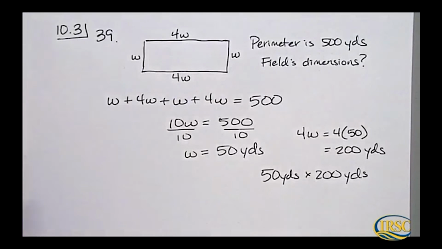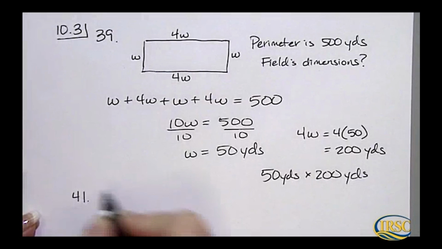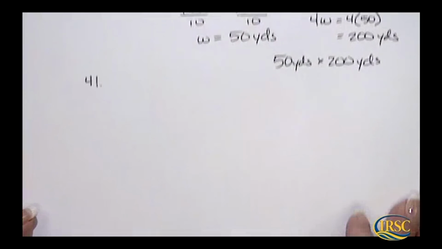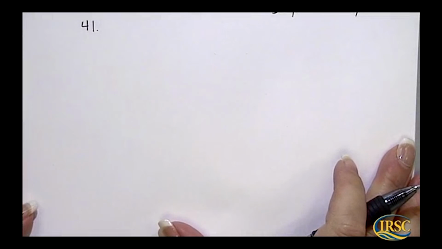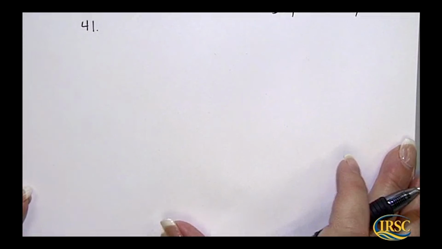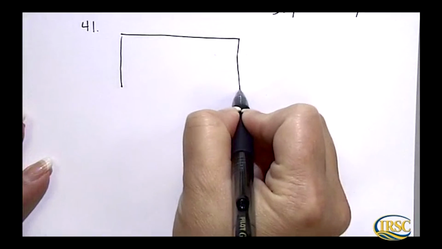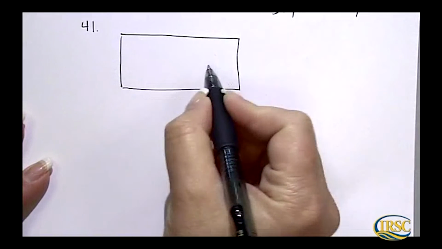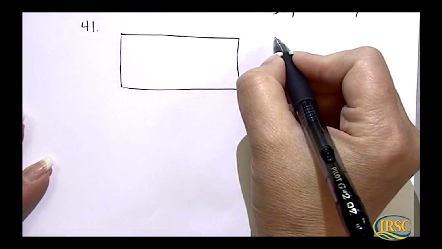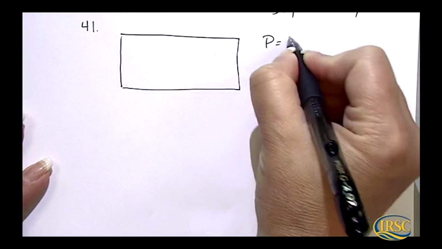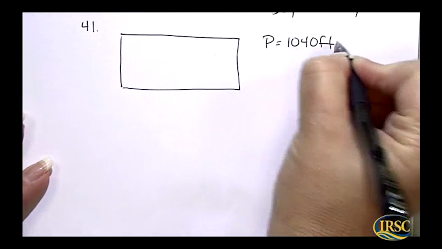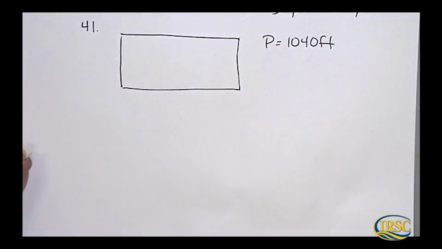And then number 41. It says an American football field is a rectangle with a perimeter of 1,040 feet. So we have an American football field, which is a rectangle, and the perimeter is 1,040 feet. The length is 200 feet more than the width.